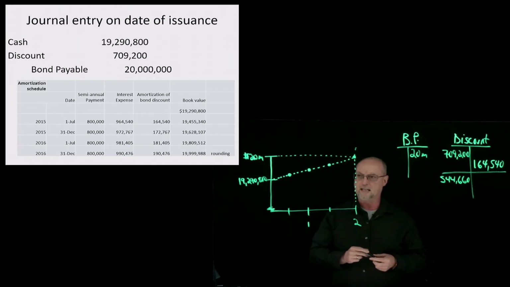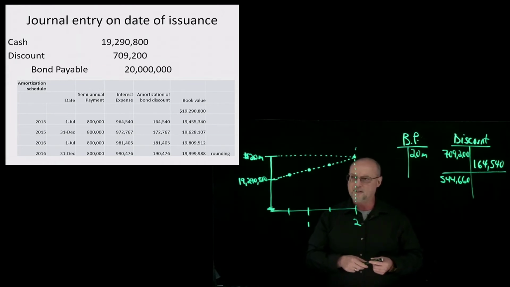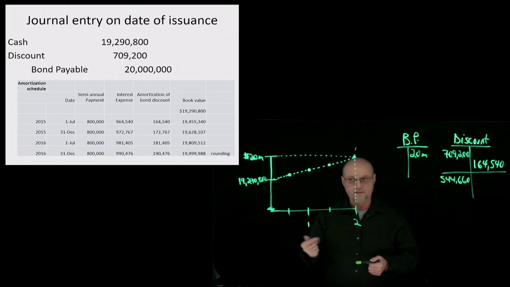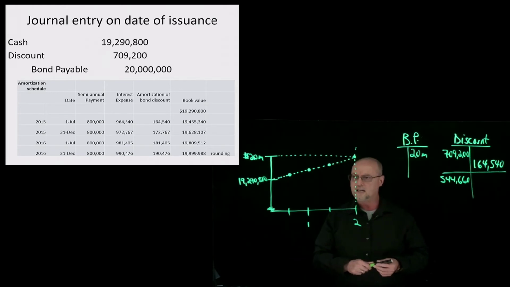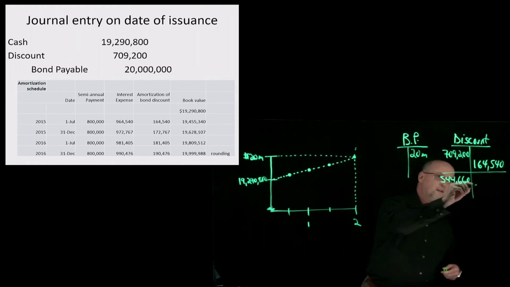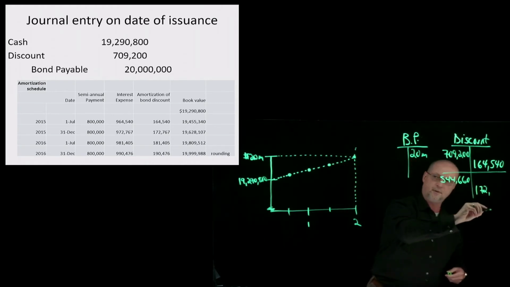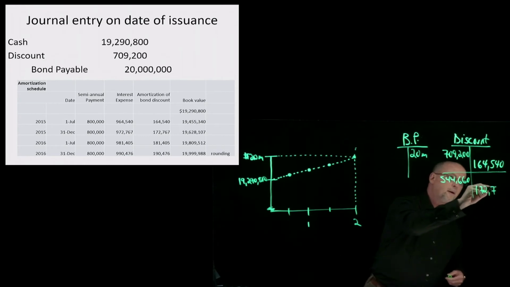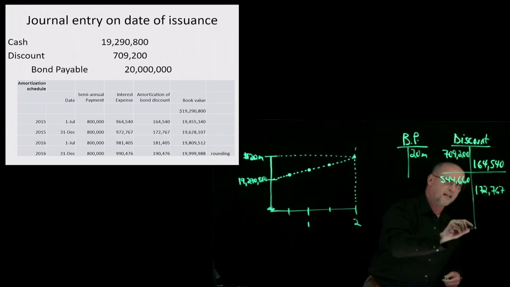Okay? 6 months later, it's now December 31st of 15. I'm going to multiply $19,455,340 times 5%, and that's going to give me interest expense of $972,767. I'm going to pay them the same $800,000, and the difference between the interest expense and the semi-annual payment of $800,000 is $172,767, and that's the amount of amortization I'm going to use for the discount.